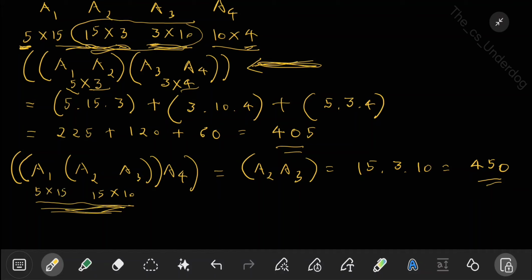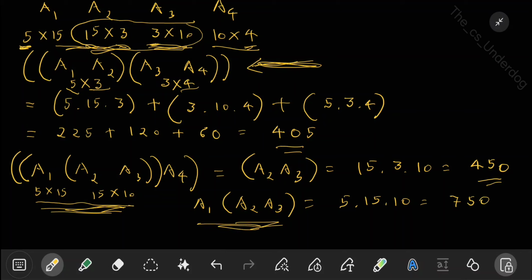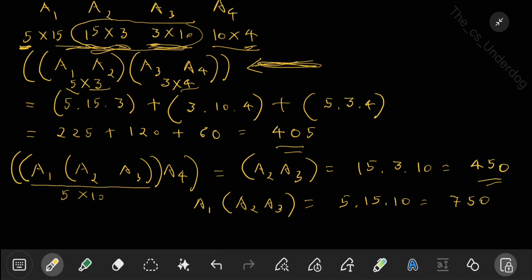So what are the scalar multiplications required for this? If I want to do A1 into A2 into A3, for this A2 into A3, I already have the result. Scalar multiplications will be 5 into 15 into 10. What is the result of this? 5 into 15 is 75, into 10 is 750. For doing this multiplication, I want another 750 scalar multiplications. So what is the result? Here it will be 5 by 10. A1 into A2 into A3, this total matrix will be of dimension 5 by 10.